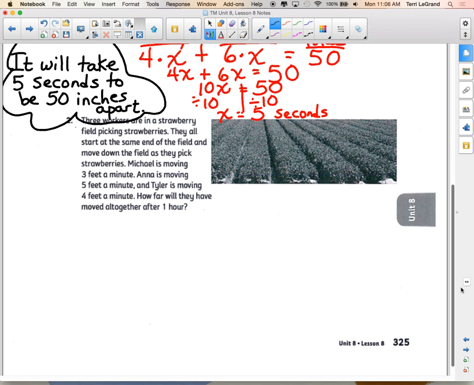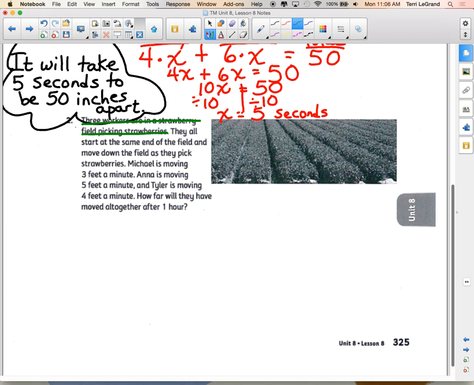Okay, let's go on to our other one. We have one more we're going to do. 3 workers in a strawberry field are picking strawberries. You think that's important? It's kind of somewhat decent information. Well, we know there's 3 workers, though. That kind of sounds like that's going to be important.